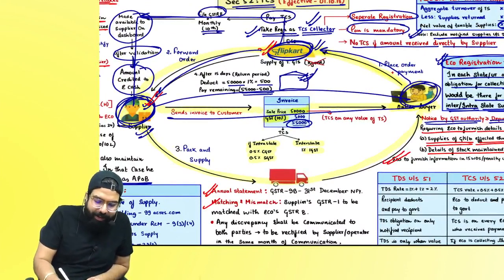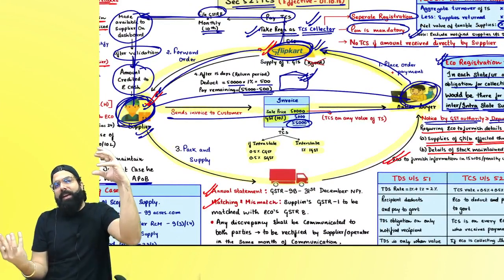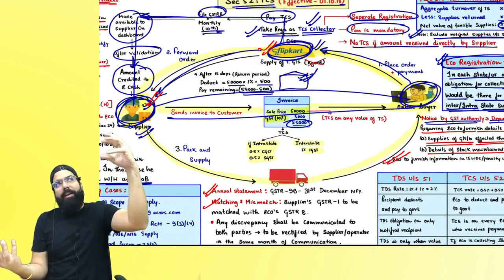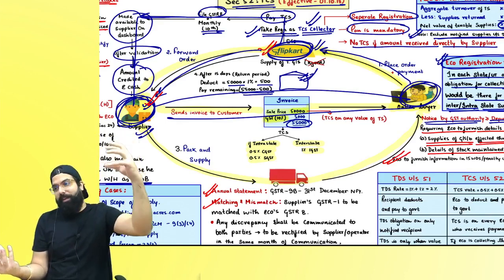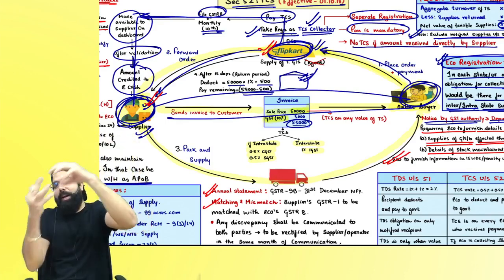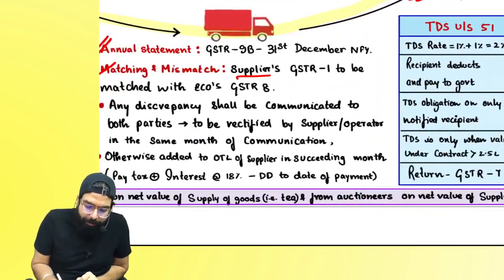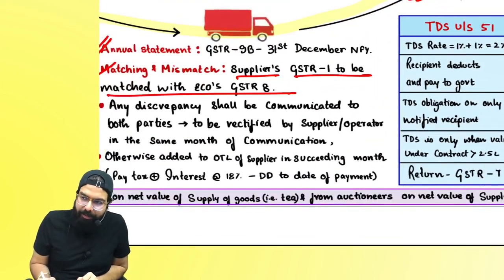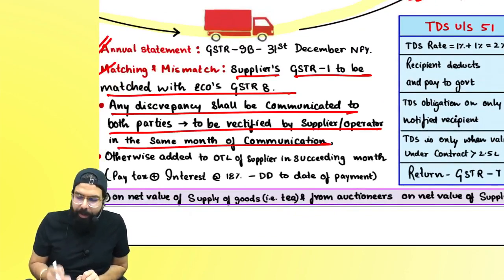His GSTR 8 will be compared with the supplier's GSTR 1 to see whether the supplier is saying I have sold 10 lakh through e-commerce, and e-commerce is saying he has sold 20 lakh, then why is the difference? E-commerce is saying 20 lakh, you are saying 10 lakh, so matching and mismatching will be done. See over here, they are saying the supplier's GSTR 1 is to be matched with the e-commerce GSTR 8. Any discrepancies shall be communicated to both of you in the same month.